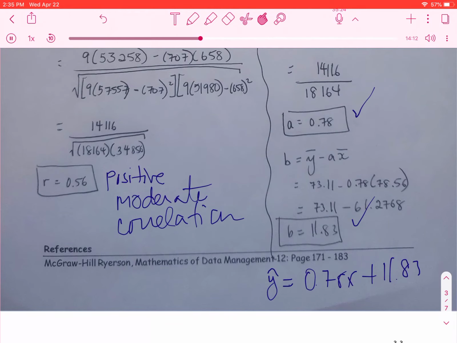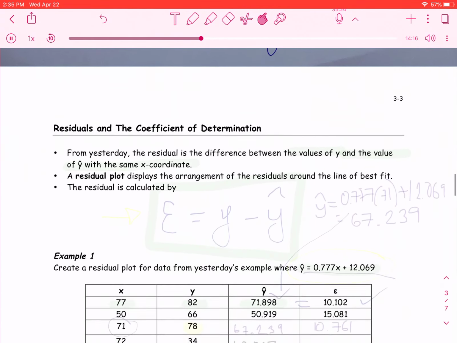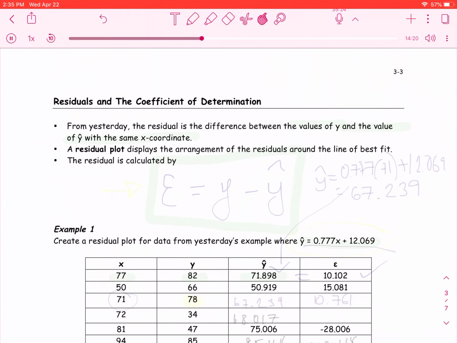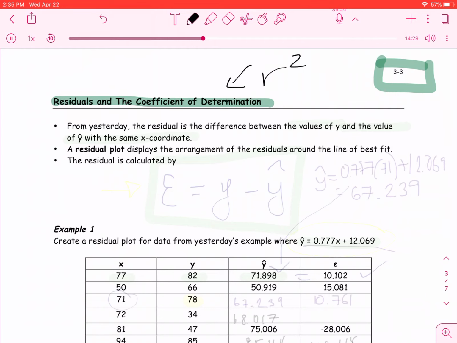Okay? Great. So that wraps up 3.2. I'm just going to scroll down a little bit, and I will walk through 3.3 with you. All right. Okay, so for 3.3, this is on residuals and the coefficient of determination.